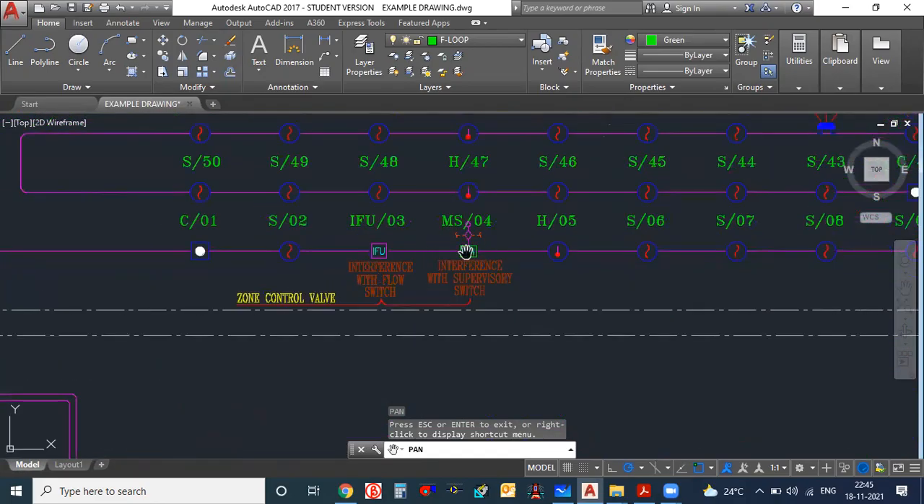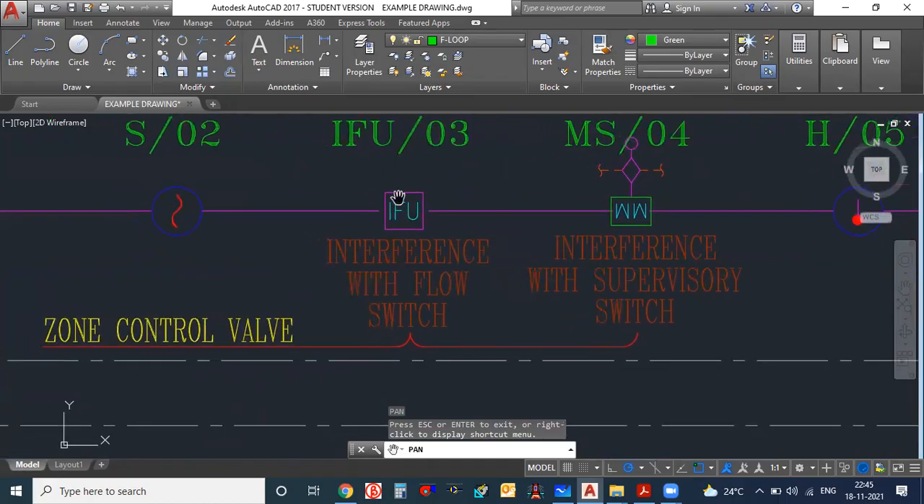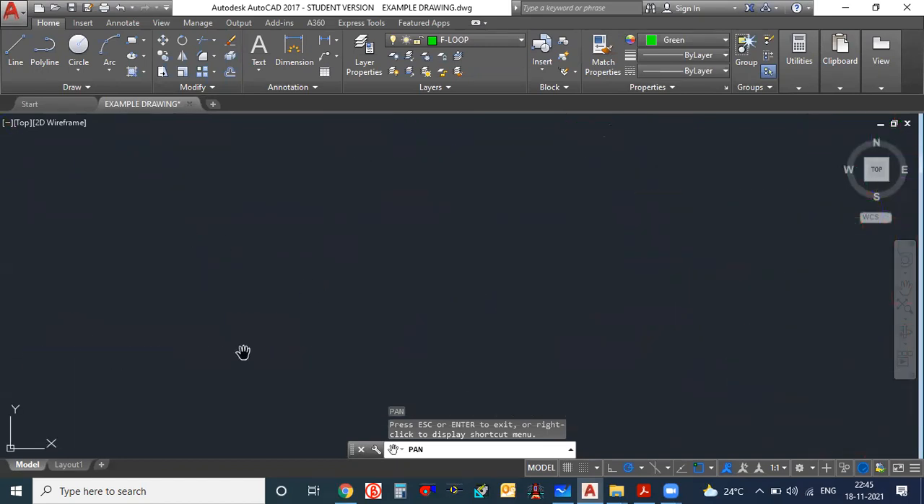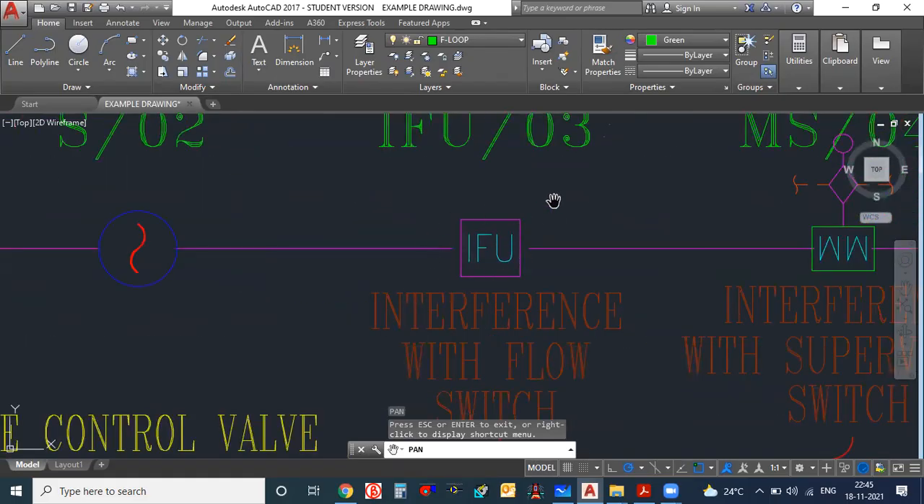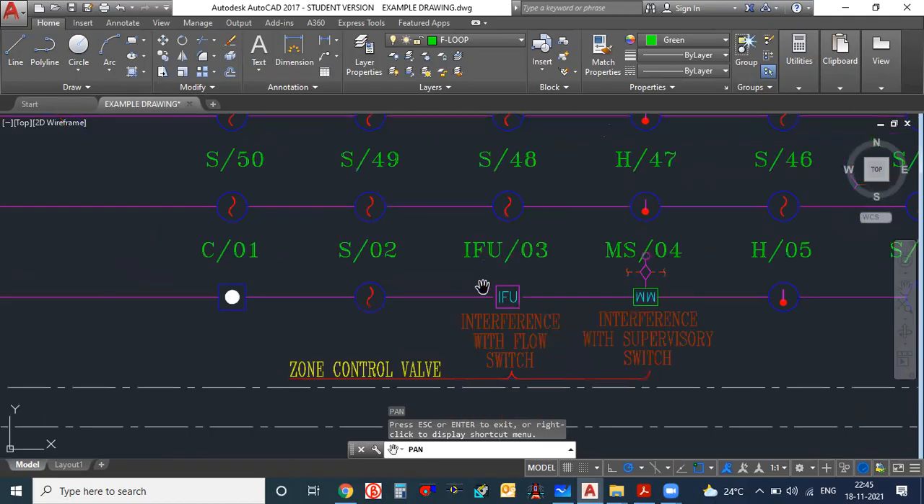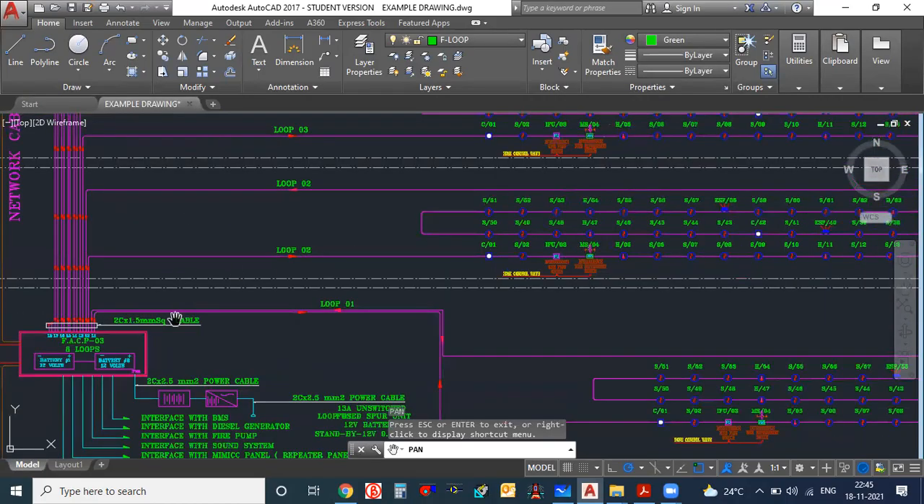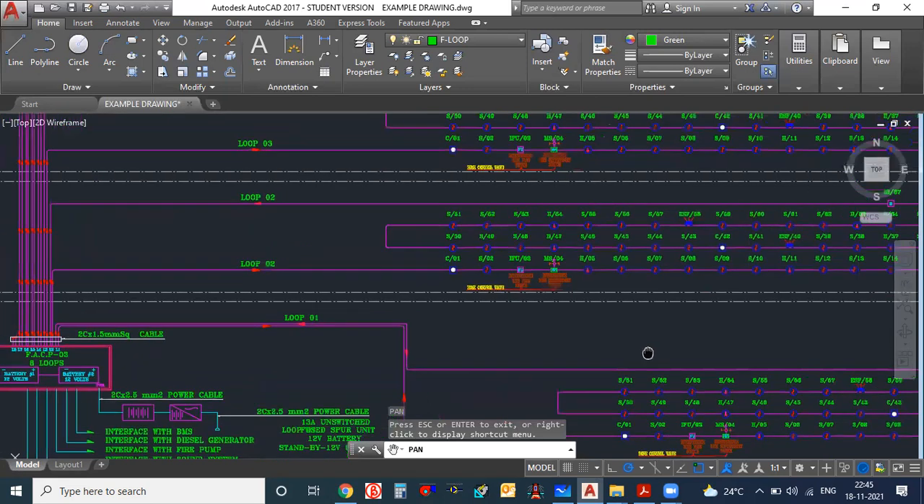And here you can see the monitor module, and here you see one device they have connected, interference with flow switch. So maybe this flow switch is coming near the zone control valve, where they have mentioned here. Because of this particular device only, I think the sprinkler water is activating. There will be one sprinkler valve also connected in our main header line. So maybe this IFU or interference will connect with that. There is one control module also. I am trying to see where they have connected the control module.